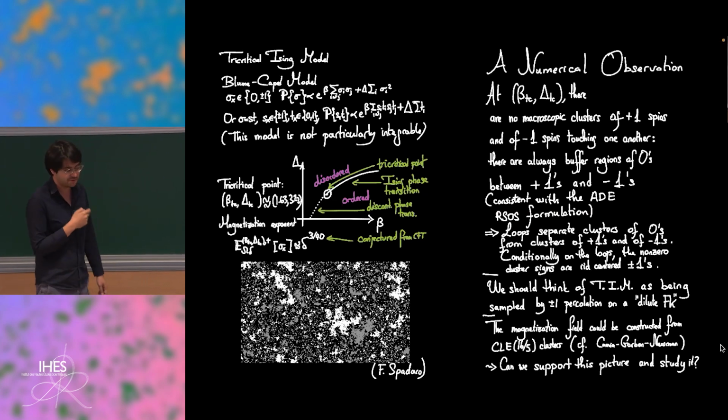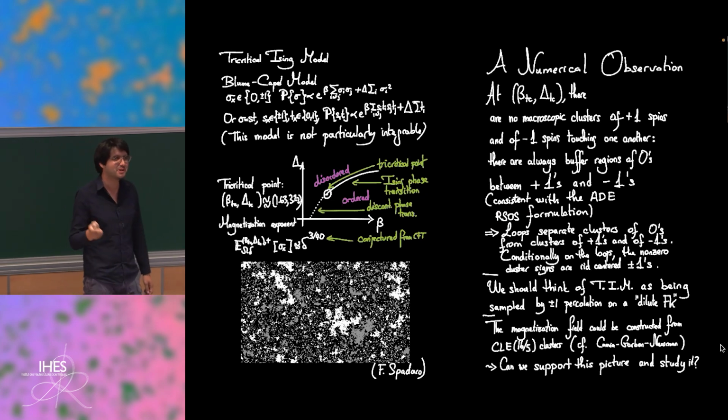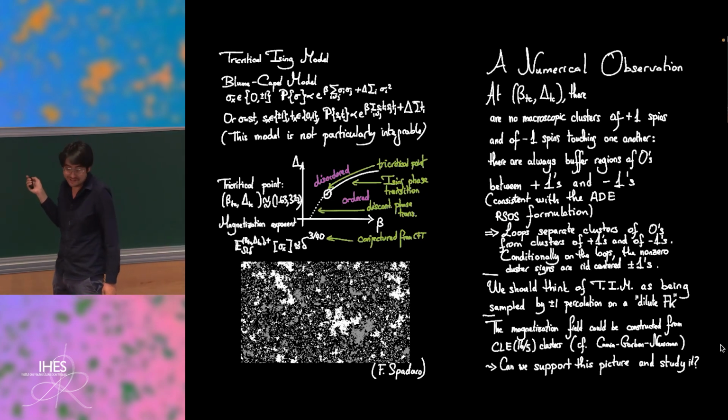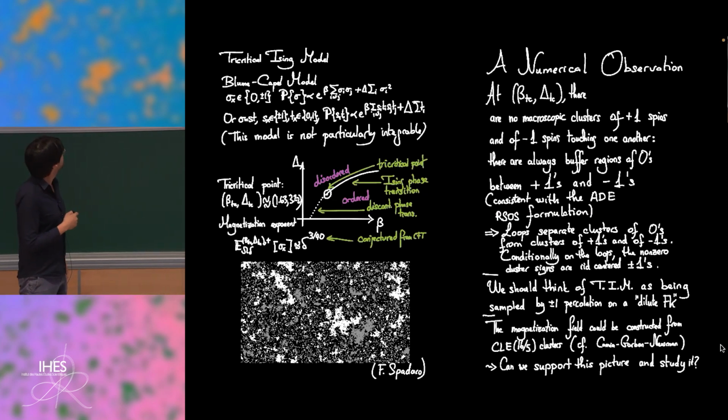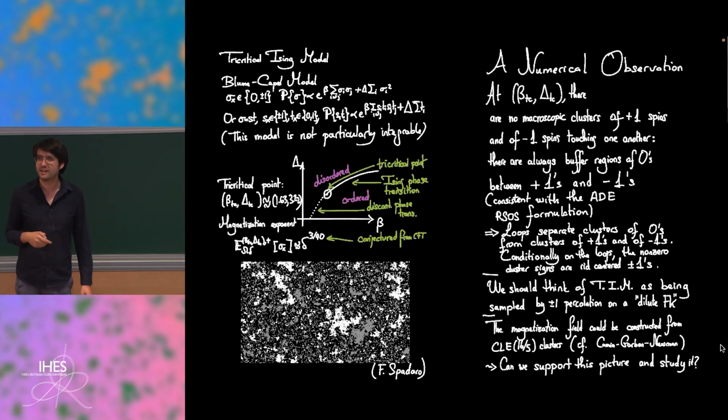I was surprised that if you search Google for tricritical Ising model, Blume-Capel, you never see a single simulation on Google Images. But if people had done simulations or at least shown the pictures, they would have seen that. Actually, I found one physics paper that kind of just mentions that somewhere, but it's not so well known. May I ask a stupid question?